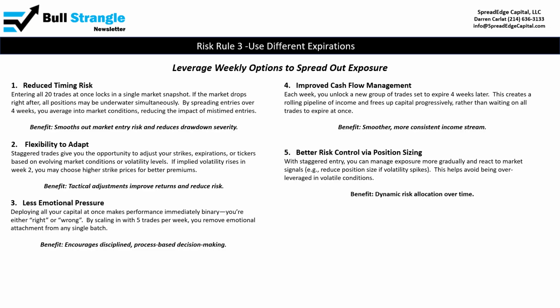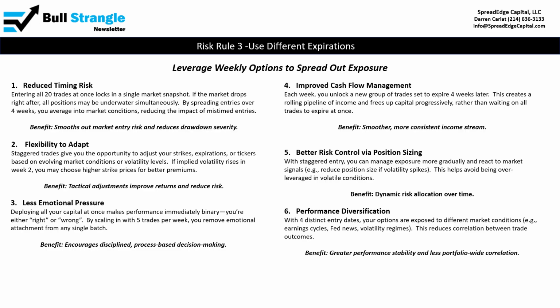And the last one is performance diversification. With 4 distinct entry dates, your options are exposed to different market conditions, for example, earnings cycles, Fed news, volatility regimes. This reduces correlation between trade outcomes. So the benefit here is greater performance stability and less portfolio-wide correlation.